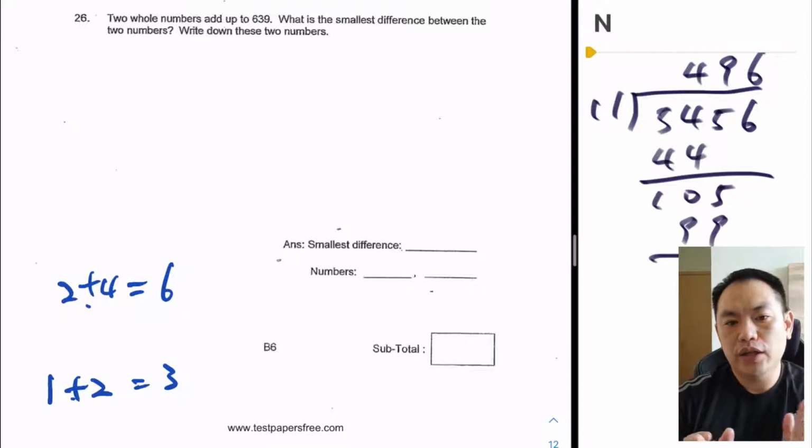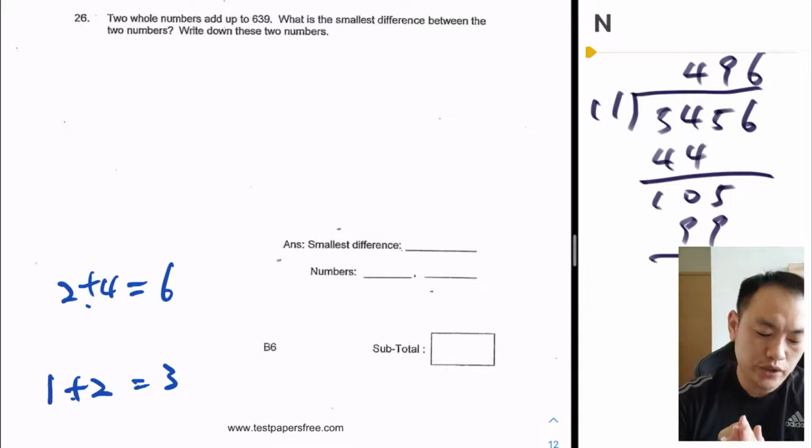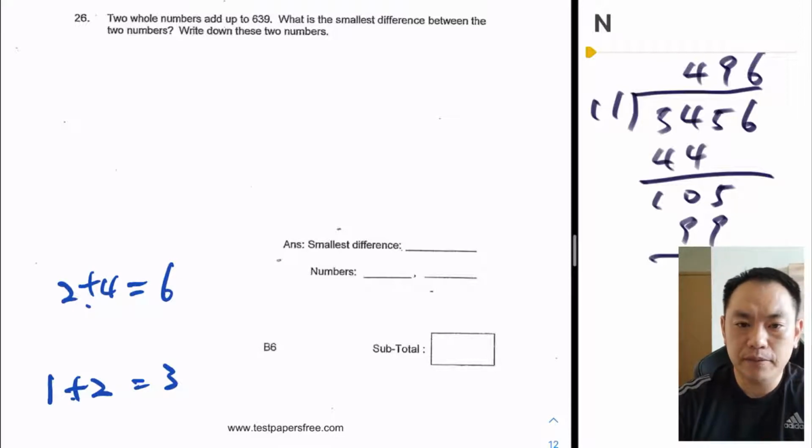So when you are asking for the smallest difference between 2 numbers, either the numbers are the same, or they have 1 in between each other. If the number is an even number, the 2 numbers could also be identical. But since these 2 numbers add up to an odd number, that means one of the numbers is an odd number, and the other number must be an even number. So the 2 numbers added together will be an odd number.